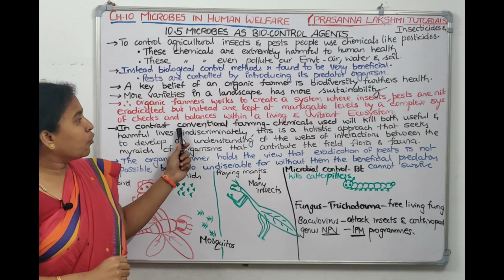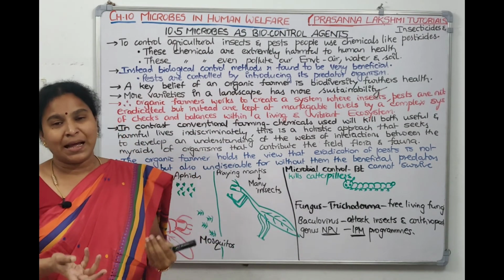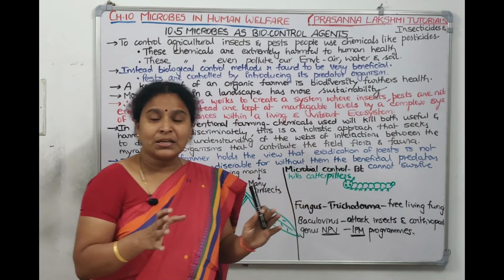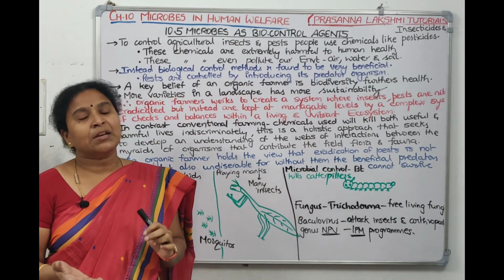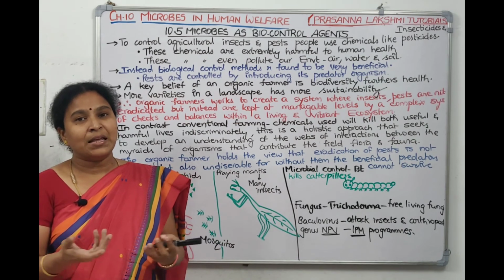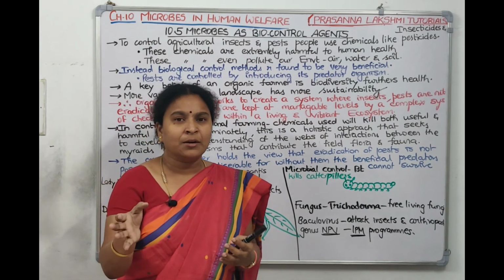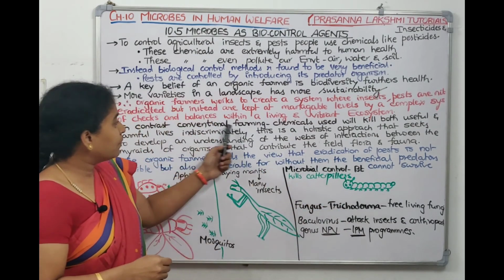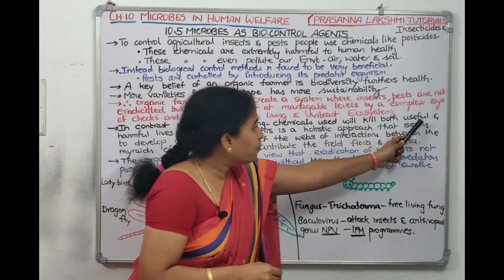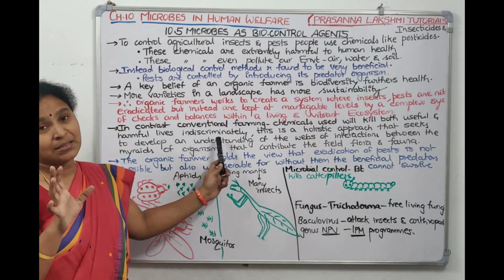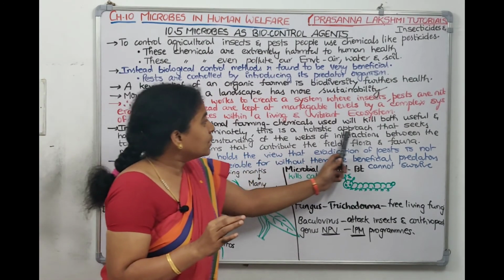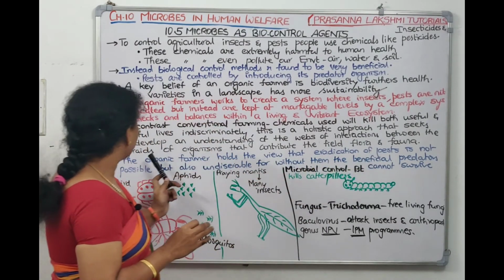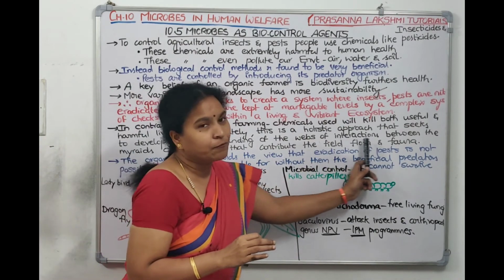In contrast, if you go with conventional farming, what we have done till now, we use chemicals which will kill the insects. It will kill the beneficial insects also, as well as the insect and pest. It doesn't differentiate that this is good and I should not kill it, and this is a pest damaging the farm and I have to kill it. Invariably it will kill both. So in conventional farming, when we use chemicals, they kill both the useful and the harmful lives indiscriminately. This is a holistic approach that seeks to develop an understanding of the webs of interactions between the organisms that contribute to the field's flora and fauna.